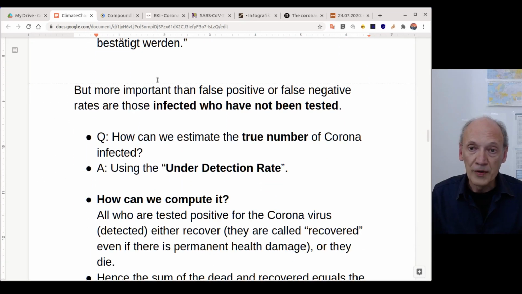Yeah, but more important than the false positives and the false negatives are those infected who have not been tested at all, right? Those people who are falling through our search grid, basically. So the question is, how can we actually estimate the true number of corona infections? So the answer is using the under-detection rate. Right, so basically this estimates how much of the infected we actually detect with tests.